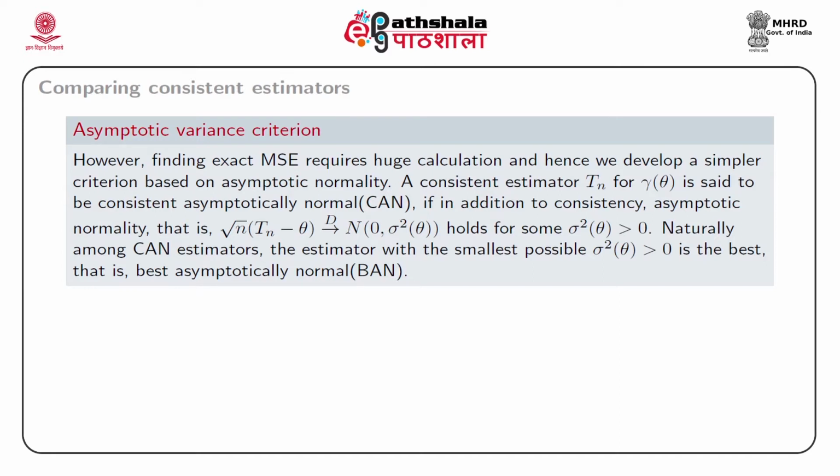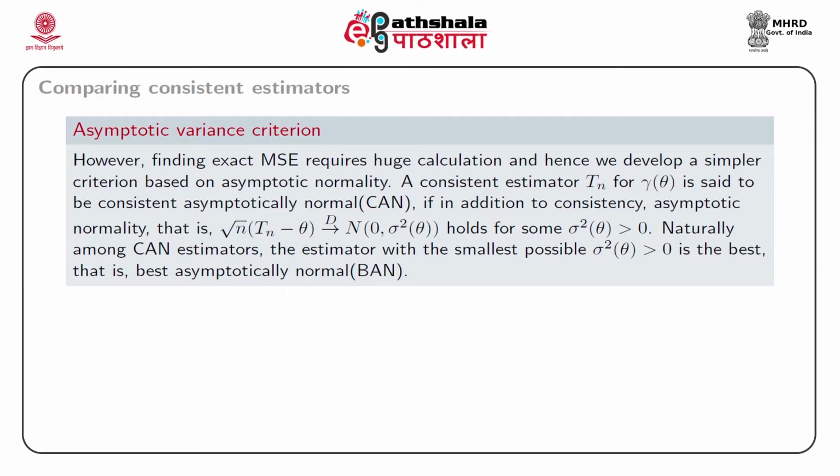A consistent estimator Tn for gamma theta is said to be consistent and asymptotically normal if, in addition to consistency, asymptotic normality, that is, square root of n multiplied by Tn minus theta, converges in distribution to a normal distribution with variance sigma square theta, holds for some positive sigma square theta. Naturally, among CAN estimators, that is, consistent and asymptotically normal estimators, the estimator with the smallest possible sigma square theta is the best, that is, it is best asymptotically normal.